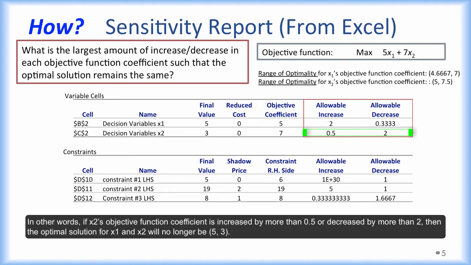In other words, if x2's objective function coefficient is increased by more than 0.5 or decreased by more than 2, then the optimal solution for x1 and x2 will no longer be phi and 3.